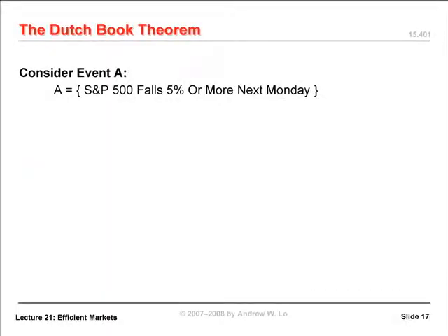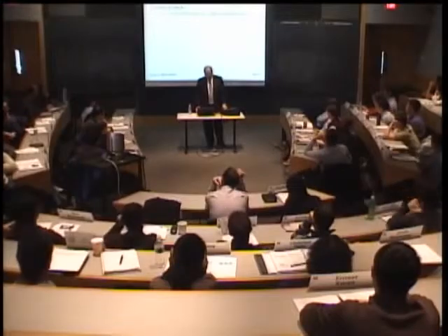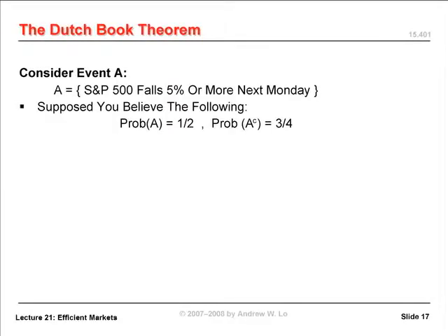You've got an event A that we're going to bet on, okay? And the event is that the S&P 500 falls by 5% or more next Monday. This used to be considered a pretty extreme event. Now it's business as usual, right? Okay. So let's suppose that you, as the irrational, behavioral, psychological creature that behavioral economists would argue you are, have the following probability beliefs. The probability of A is 1/2, and the probability of not A is 3/4.